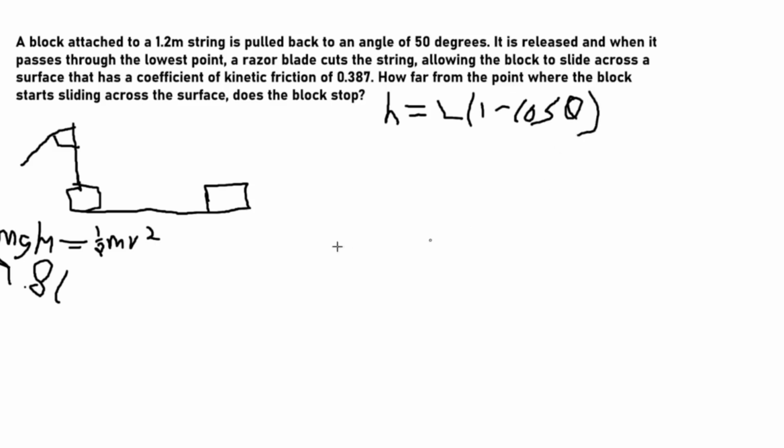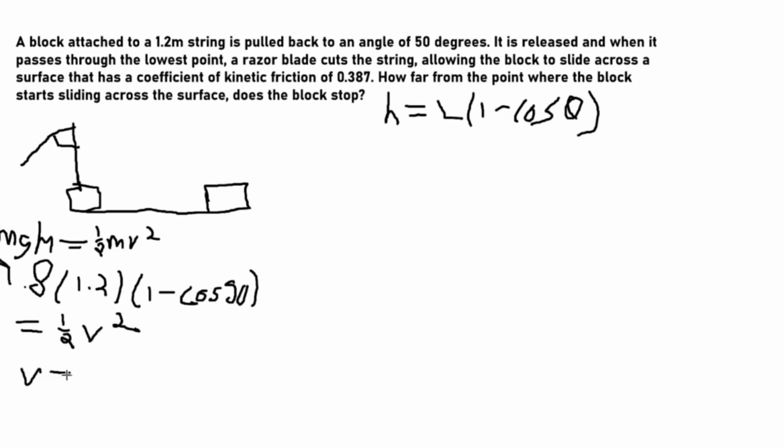theta. Alright, so times the 1.2 times 1 minus cosine of 50, and that is going to equal 1/2 times the velocity, which we are looking for, squared. Now when you go through, you multiply all this together, and then you divide by the 1/2, and then you take the square root of that. You find that the velocity is 2.9 meters per second.